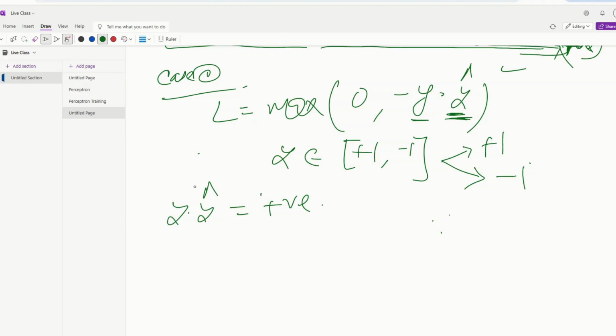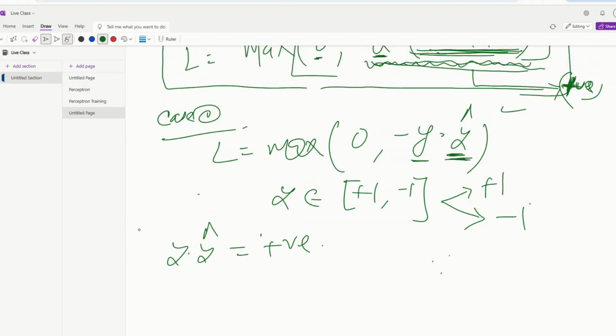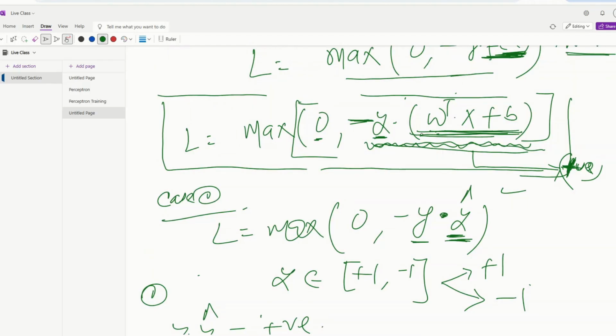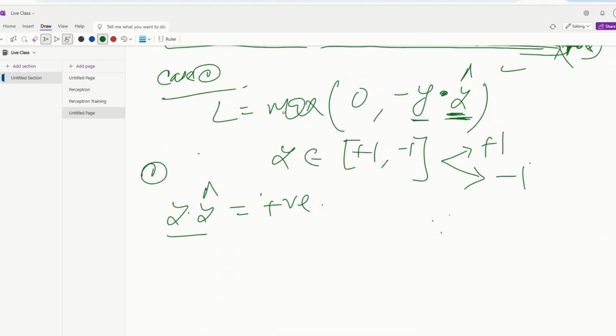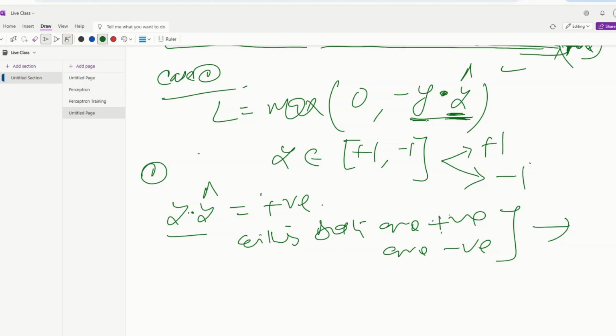Okay, so in this case, what do you mean by that? Case number one: y and y predict, these two terms, because we have the multiplication of these two terms, right? Y into this term, I'm doing the multiplication. So when will this term become positive? I'm just multiplying two numbers. There will be two cases: either both are positive or both are negative. Only in these two cases will y into y predict be positive.